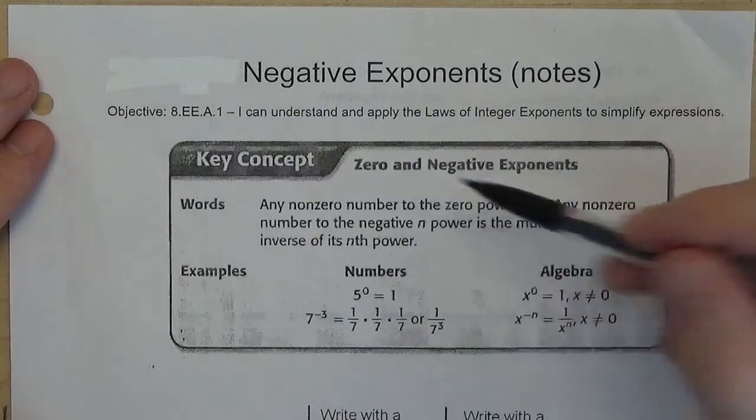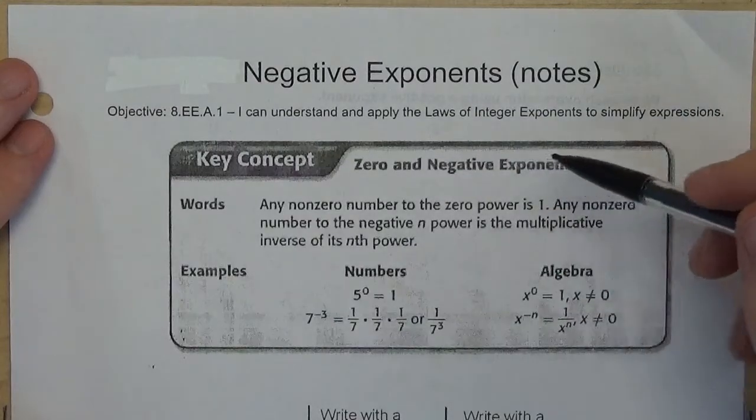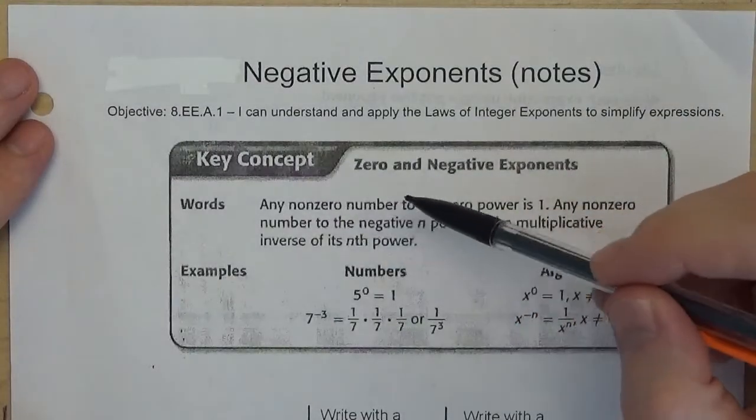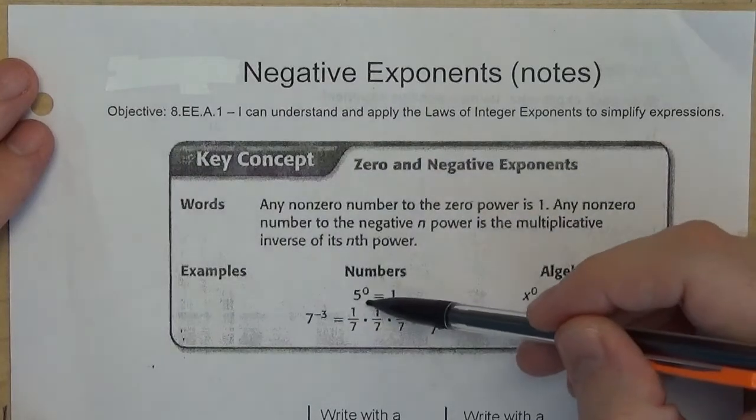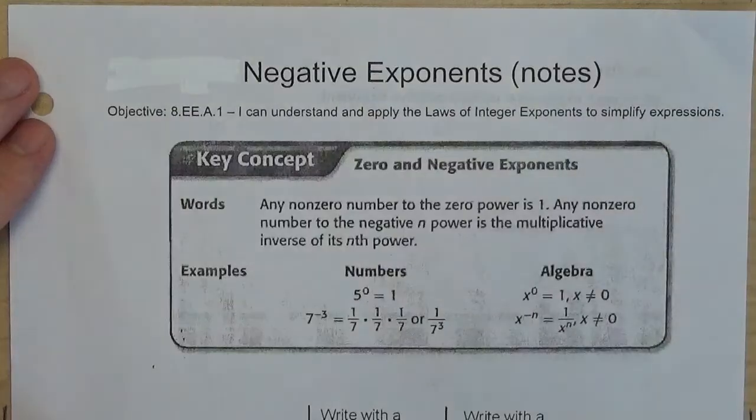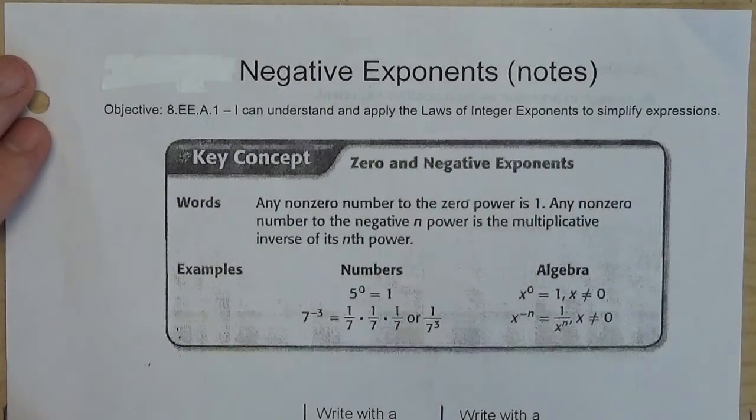So let's talk first about exponents of zero. It says any non-zero number to the zero power is 1. So it gives you this example here of 5 to the 0 power equals 1. But let's prove it. If you have your calculator, you need to go get it because we're going to be using it throughout the lesson today. So let's pause the video if you don't have a calculator and go get that real quick.